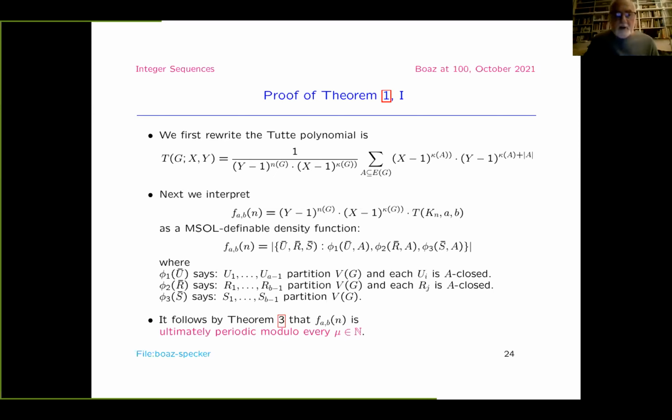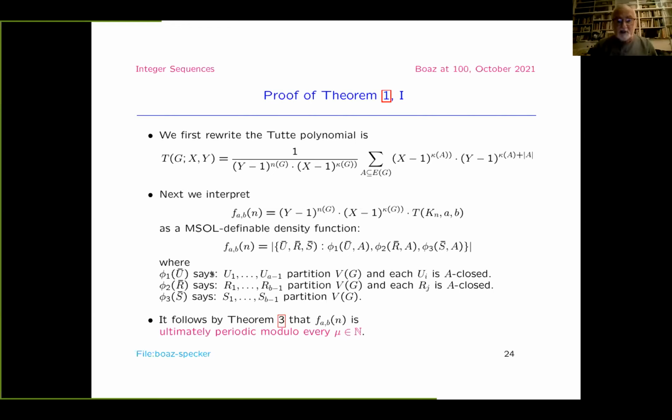Sorry, I'm back. So now we want to prove this for the Tutte polynomial, and we rewrite the Tutte polynomial by taking the sum of the coefficients out, and then we interpret f(a)(b) of n as the function which is the remainder given by this, and we look at the MSOL definable density function for f(a)(b), which is given by the structures with unary predicates u, r, and s, which says the following.